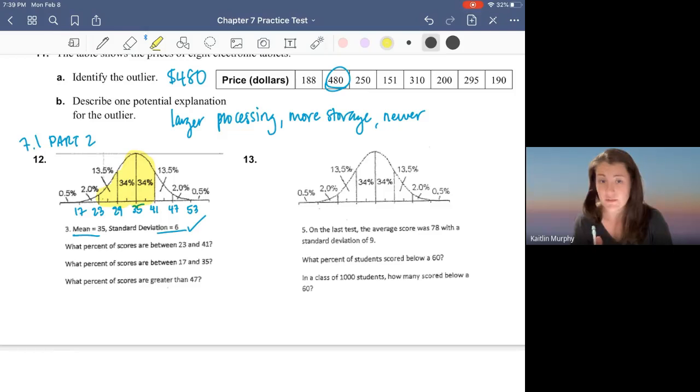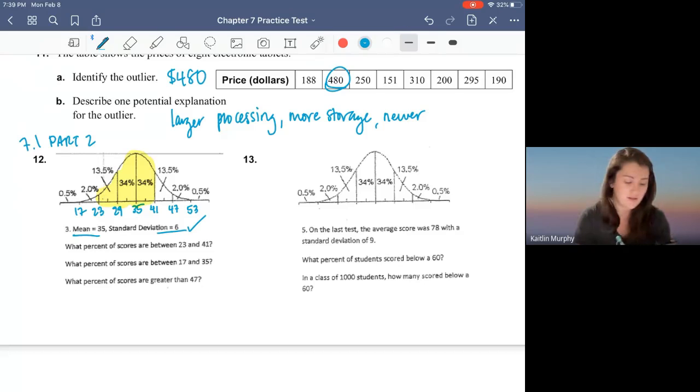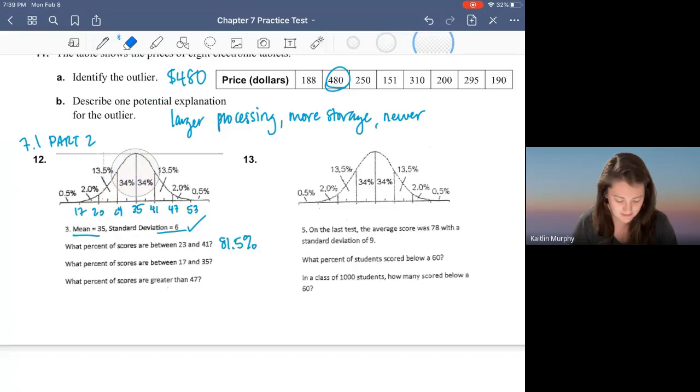So we need to add up those 3 percentages, 13.5 plus 34 plus 34. So 34 plus 34 is 68. So that's 68 plus 13.5, which I'm struggling to do in my head. So I'm going to grab my calculator just to make sure. Let's see, 68 plus 13.5 gives me 81.5. So I'd say that is 81.5%. Okay, and I'm going to erase that highlighting.